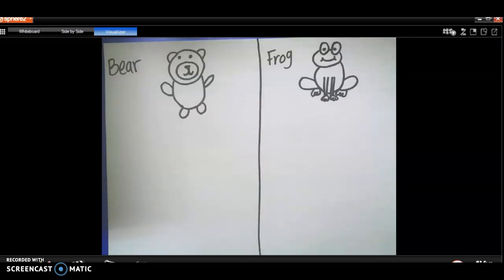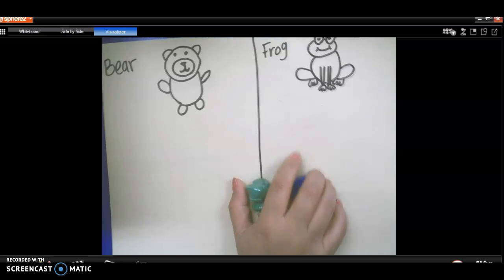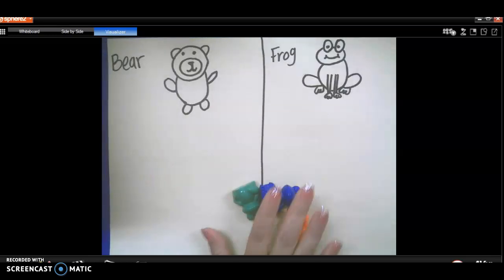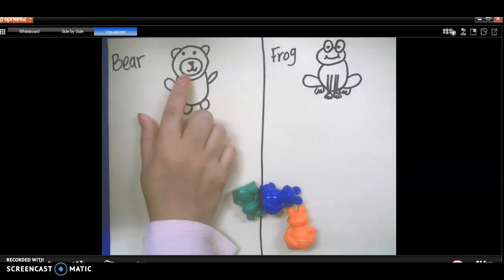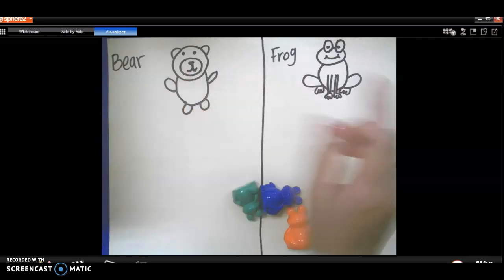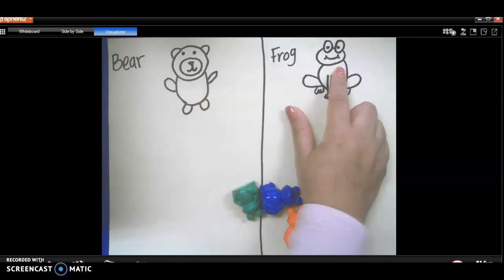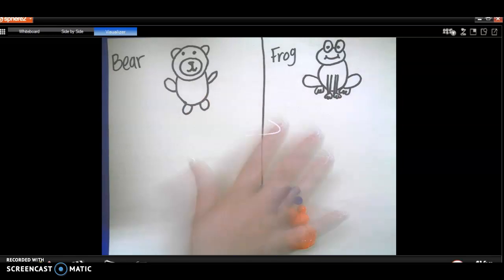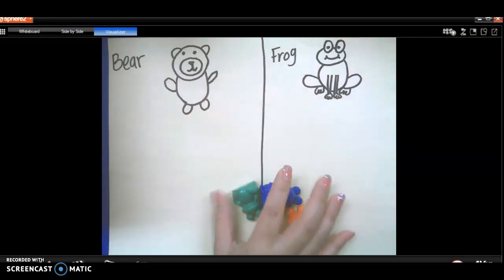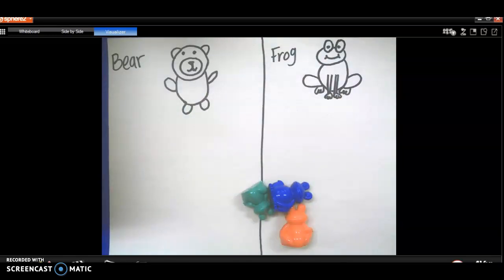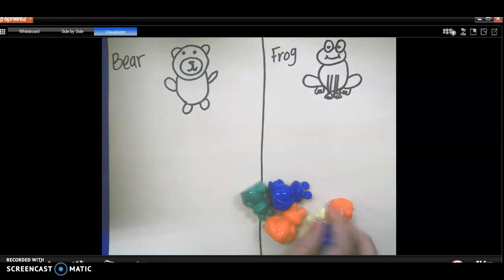So in today's activities, I am going to show you some objects here, and we're going to sort them. We're going to put the bears over here, and we're going to put the frogs over here. And sorry, Ms. Moran doesn't know how to draw very good, so I try my best. So the attribute is how something looks.